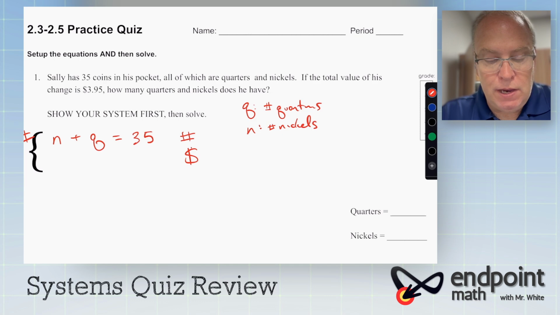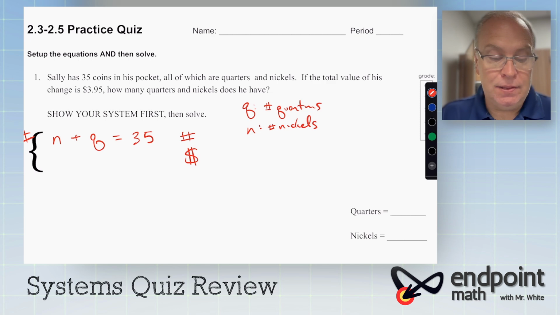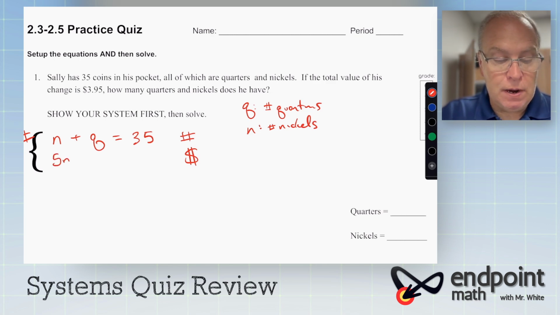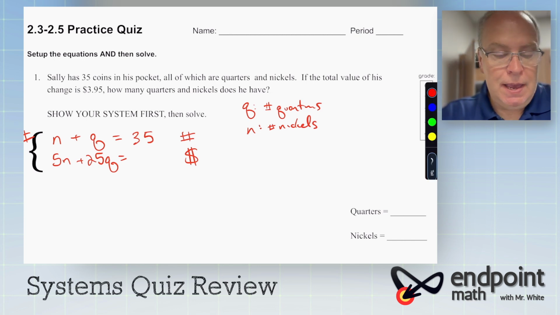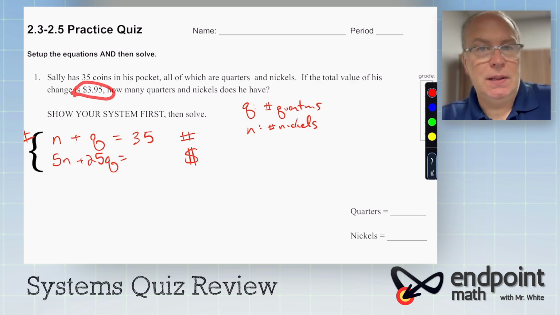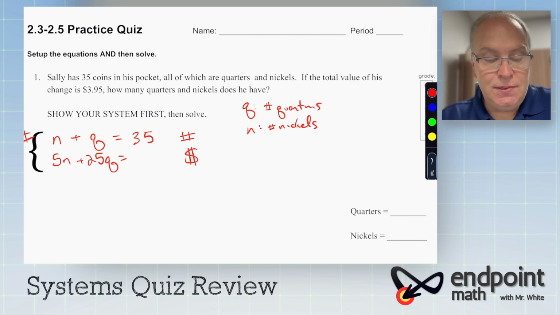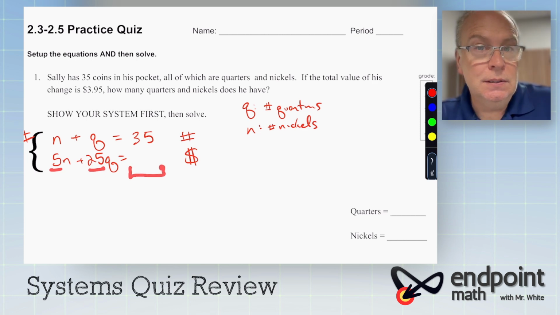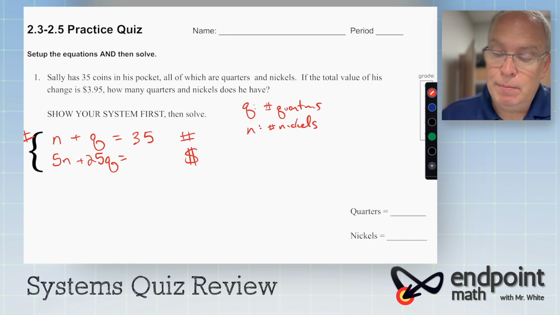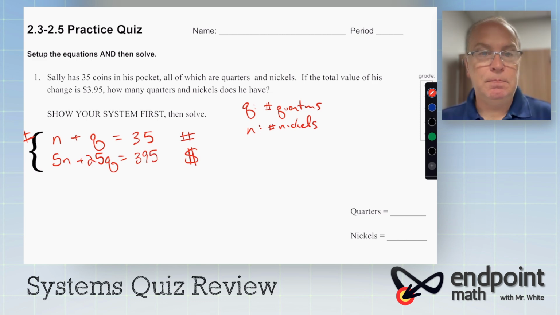And then the second equation that I'm going to write down here will be dealing with the money, or how it all adds up. So 5 cents for every nickel plus 25 cents for every quarter totals how much? And you might be saying $3.95. But wait, that doesn't make sense. Get it? It doesn't make sense. This is cents, this is cents, so we have to make sense of the right side. I know it's a really bad dad joke, but there you go. That's what I do. $3.95 on the right side.